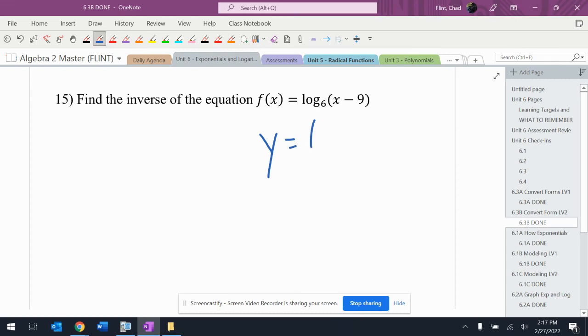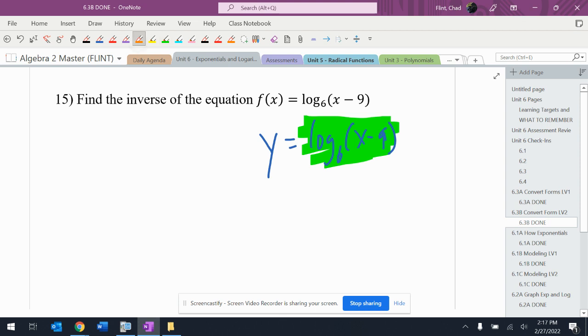Okay, so I'm going to change that to a y, log base 6 of x minus 9. Okay, now if you just did the last one, we had to move something first before we could do the logarithm part. We had to isolate the logarithm. All right, this one's already isolated because, as we had in earlier ones, there's parentheses, which means that 9 is part of the logarithm. It's not a separate thing.